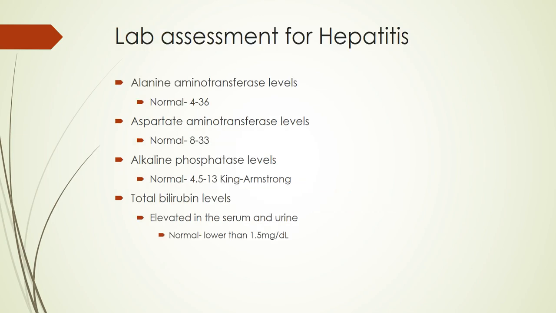So for lab assessments of hepatitis, you're going to do the alanine aminotransferase levels. Normal is 4 to 36. You're also looking at the aspartate aminotransferase levels, which is 8 to 33. Alkaline phosphatase levels, which normal is 4.5 to 13. And the total bilirubin levels, it's going to be elevated in the serum and in the urine, and normal is lower than 1.5 milligrams per deciliter.